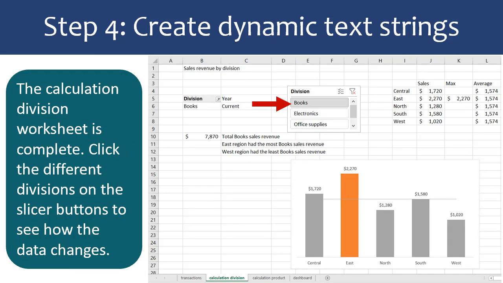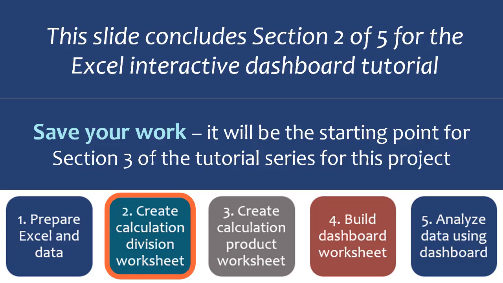The calculation division worksheet is complete. Click the different divisions on the slicer buttons to see how the data changes. We are now done with section 2 of this project. Please save your Excel file. You will be using the file for the next section of this project.